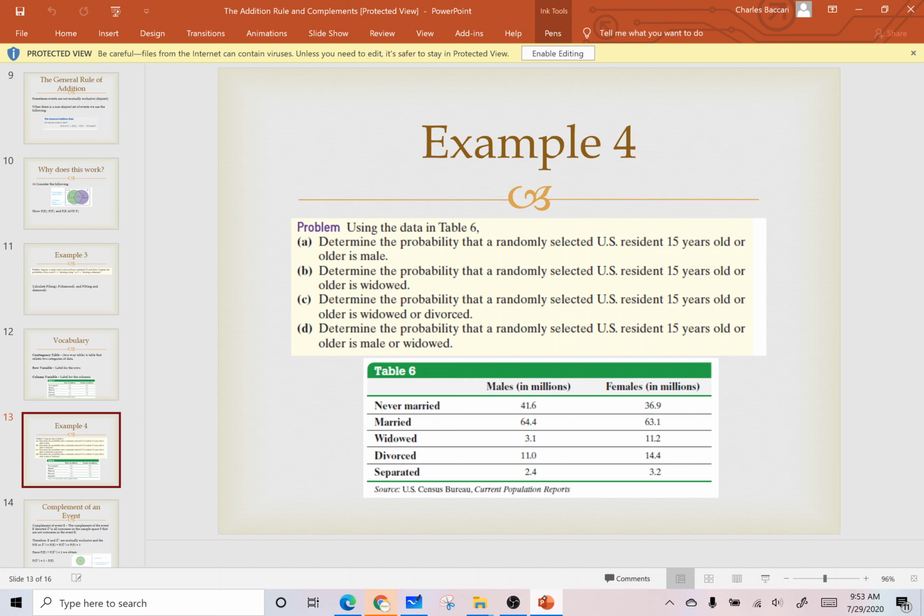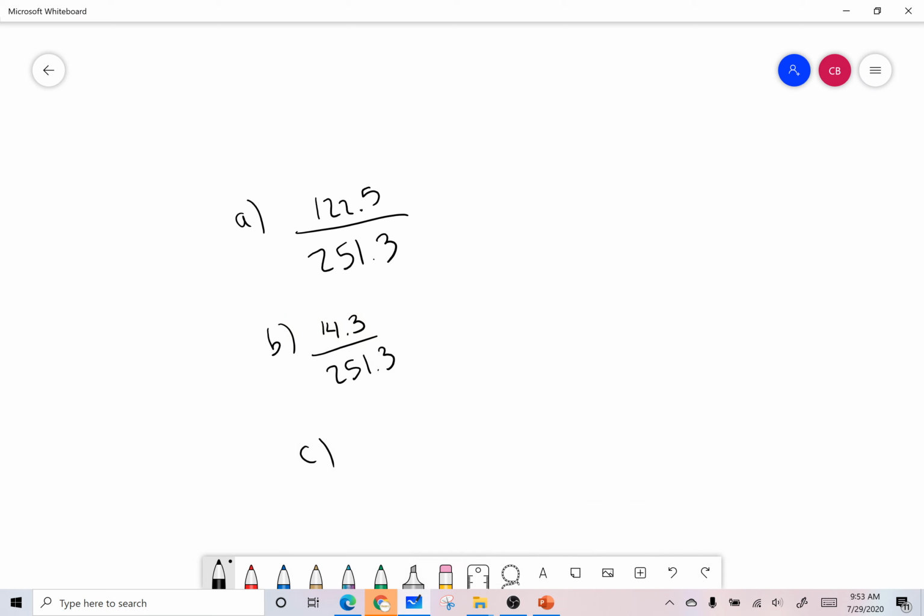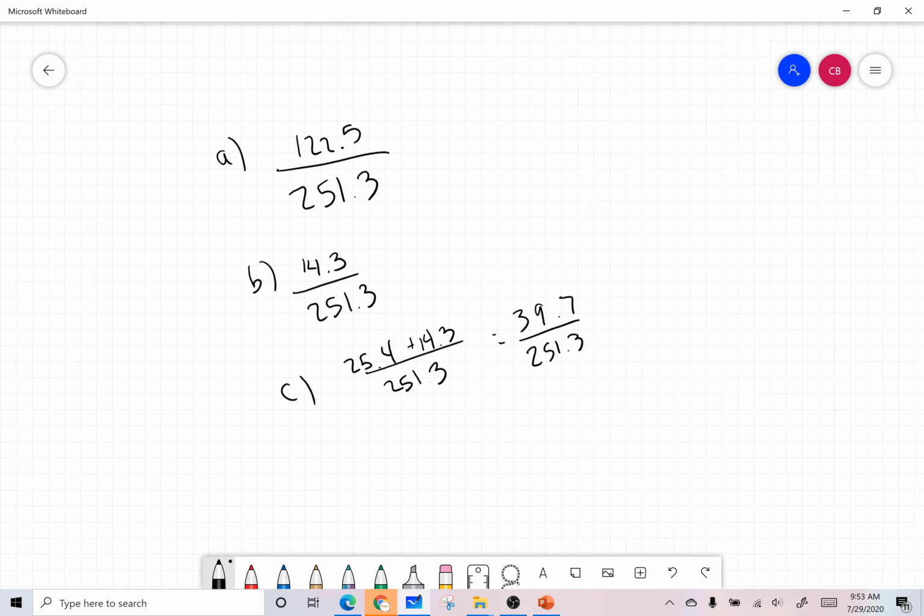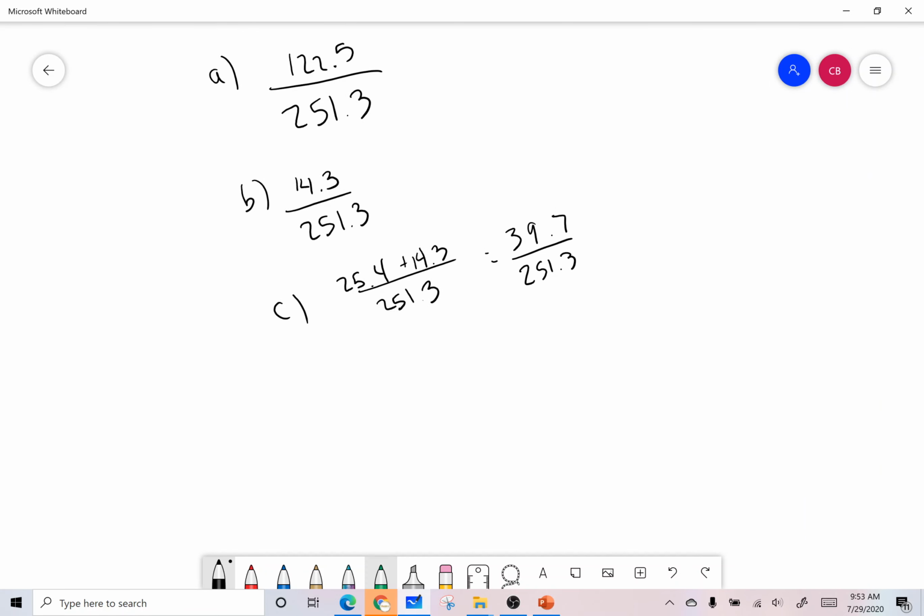Part C. Oops, sorry, I keep going to the wrong thing. Determine the probability of a randomly selected adult 15 or older being widowed or divorced. You want widowed or divorced. So we said widowed is 14.3, divorced is 25.4. And that gives us a total of 39.7 out of 251.3.